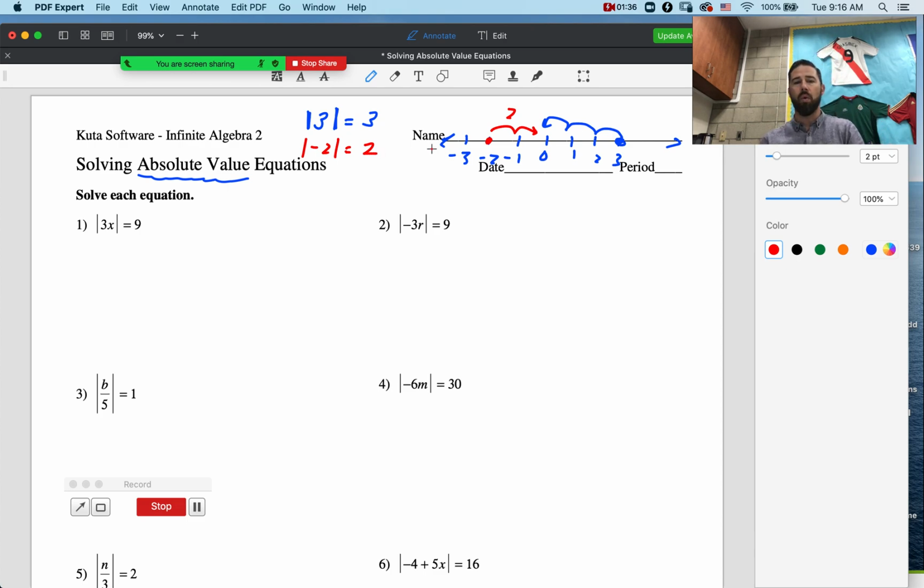But we're not going to draw a number line for every absolute value equation because it's going to get crazy and there's got to be an easier way. The best thing you've got to understand is you're never going to have a negative number as your answer, because there's no such thing as a negative distance. What we really want to do is always get the absolute value by itself.